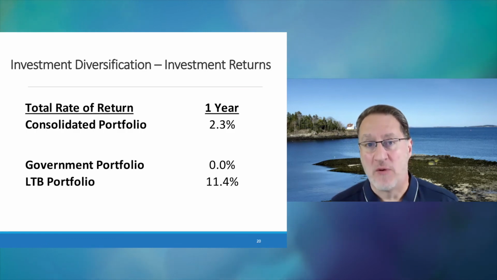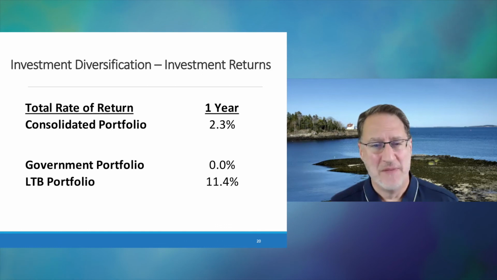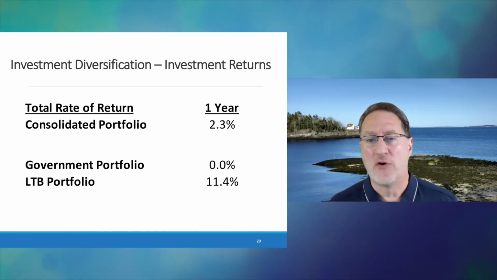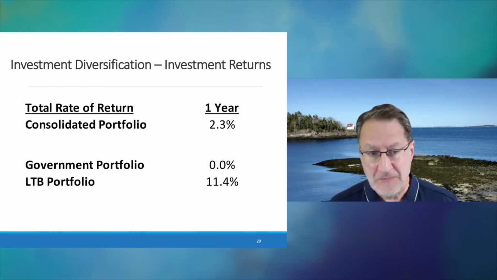This relates to performance. So this is one way to measure. So we have total rate of return for this 1 year period. The consolidated portfolio was up 2.3%. It was positive. But their bond portfolio, that $500+ million, was at 0 for the year. And the long-term benefits program was up 11%. Those are the types of things, again, from an education standpoint, to think about. Over a longer period of time, we would still expect this portfolio to outperform just being invested in bonds.